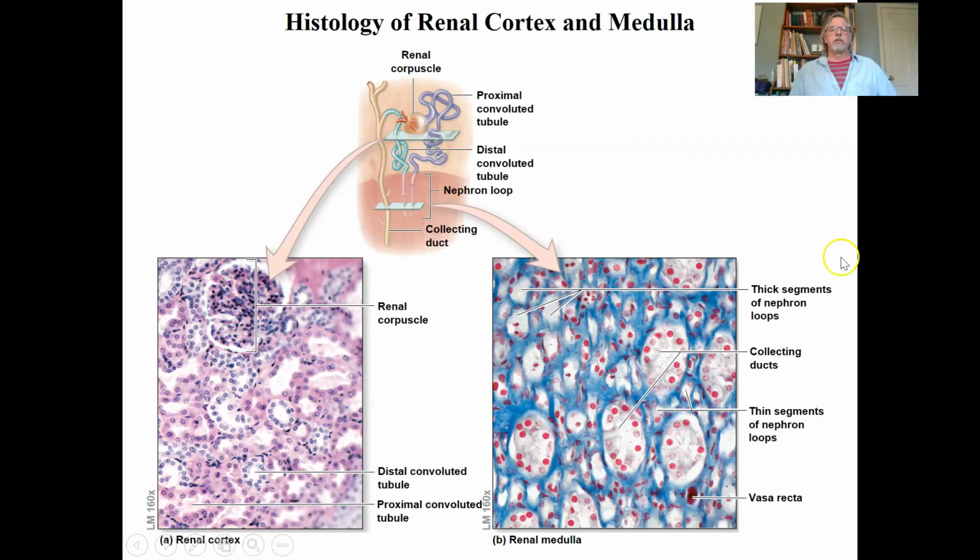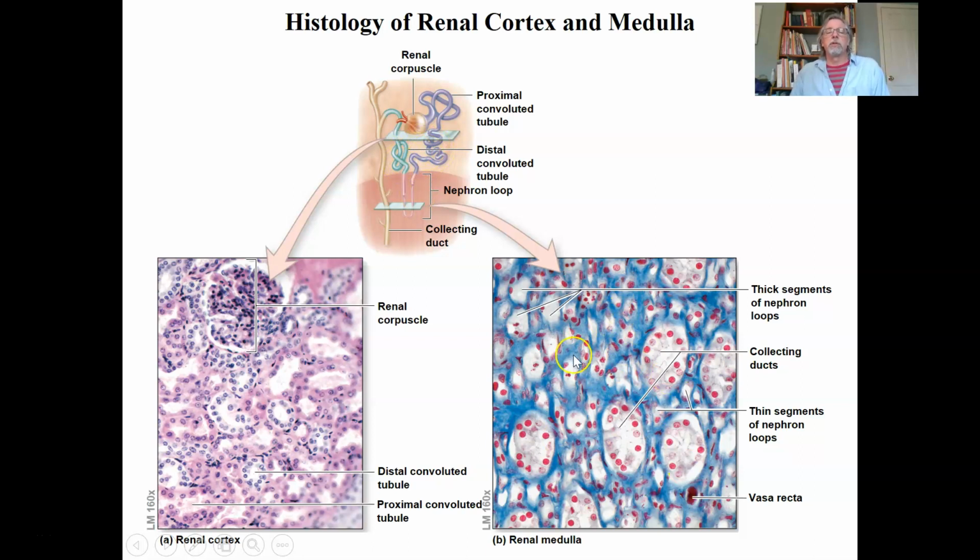This slide is just a peek at the histology. If you look at a section in the cortex on the left versus the medulla on the right, basically what you see in both of them are a lot of tubes in cross-section. So all of these are tubes. However, they're different tubes. In the cortex, you will see a lot of distal and proximal convoluted tubules. And you may also see an occasional renal corpuscle, right? So those are the main structures you'll find in the cortex.